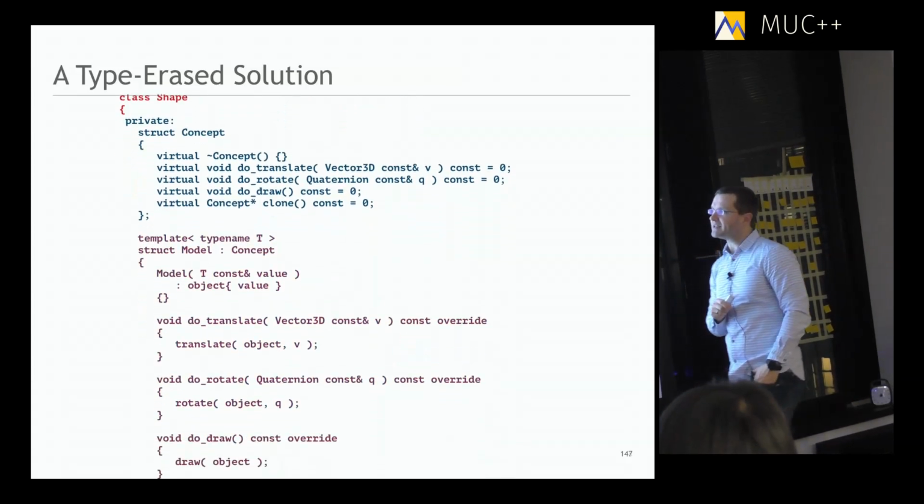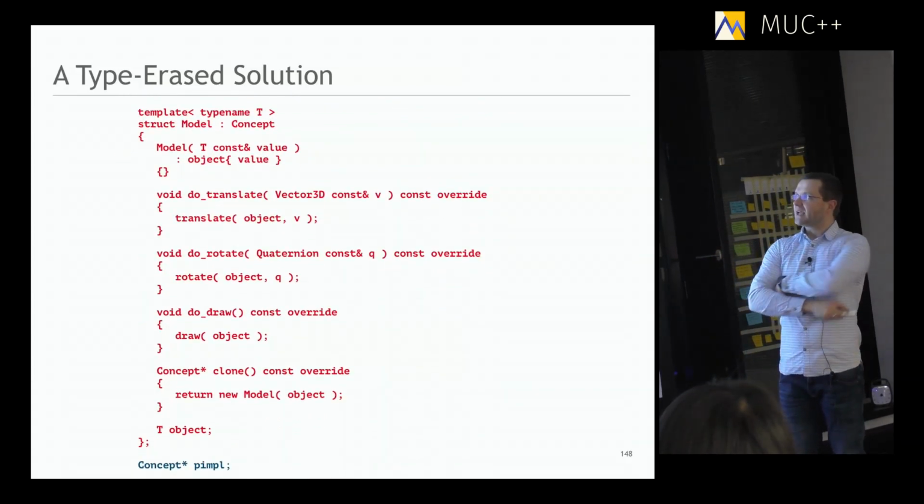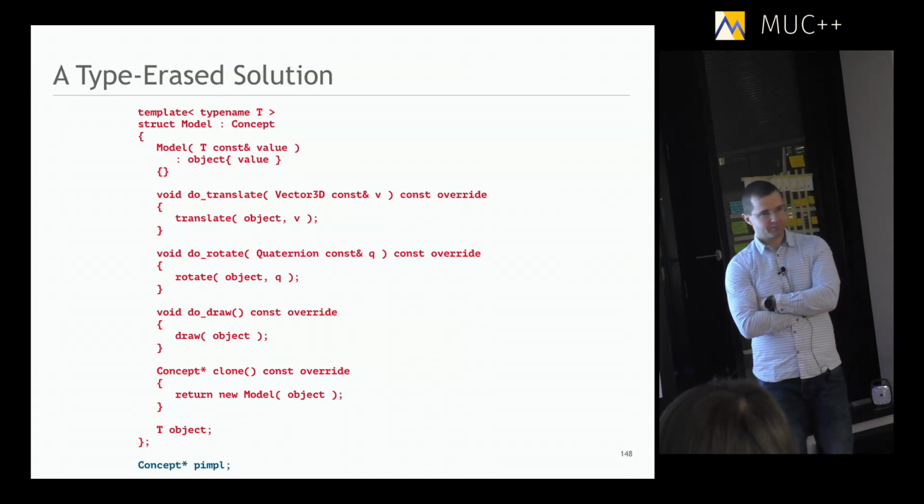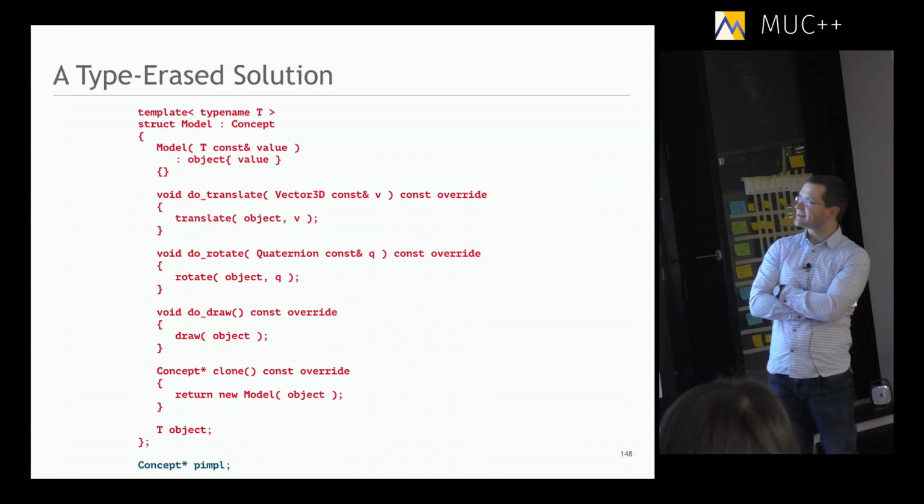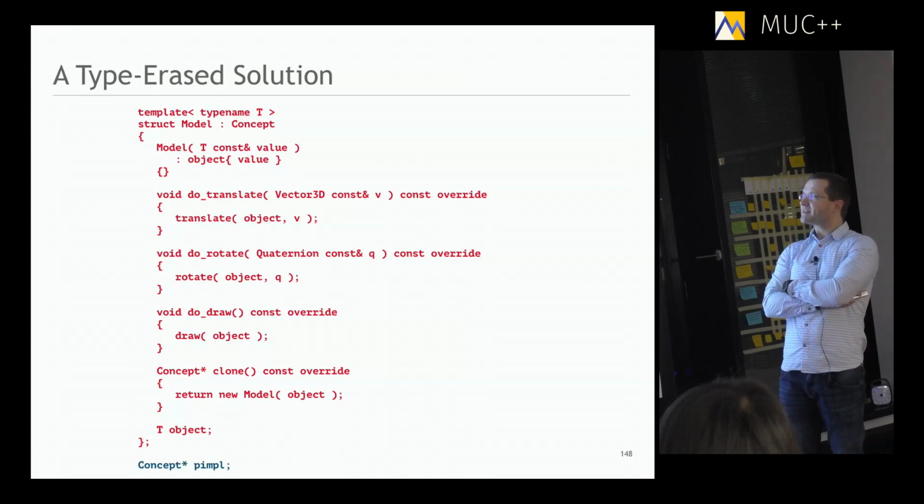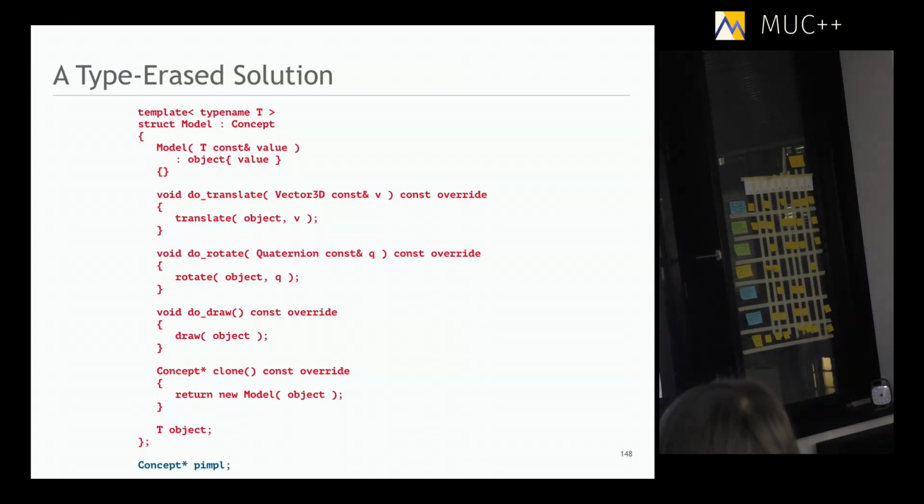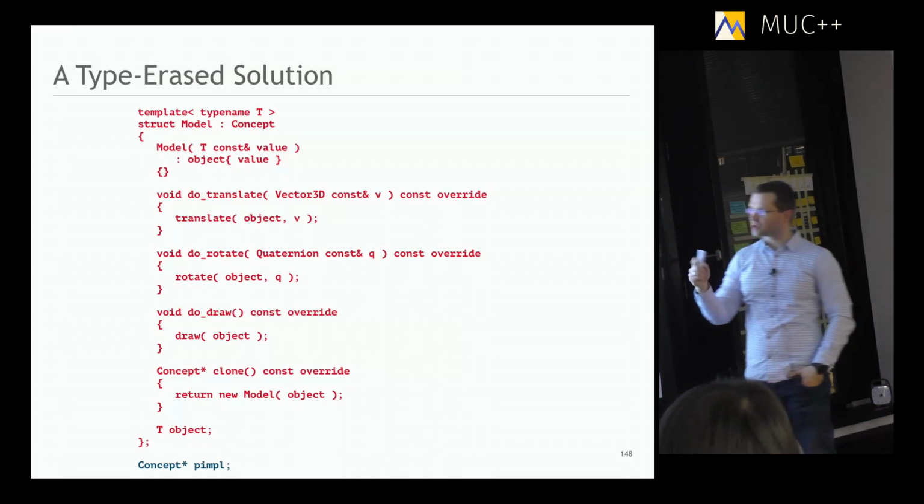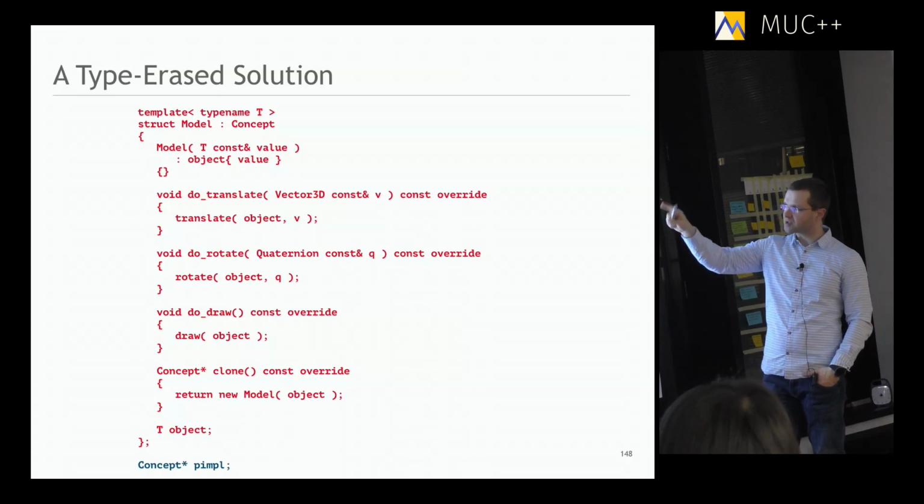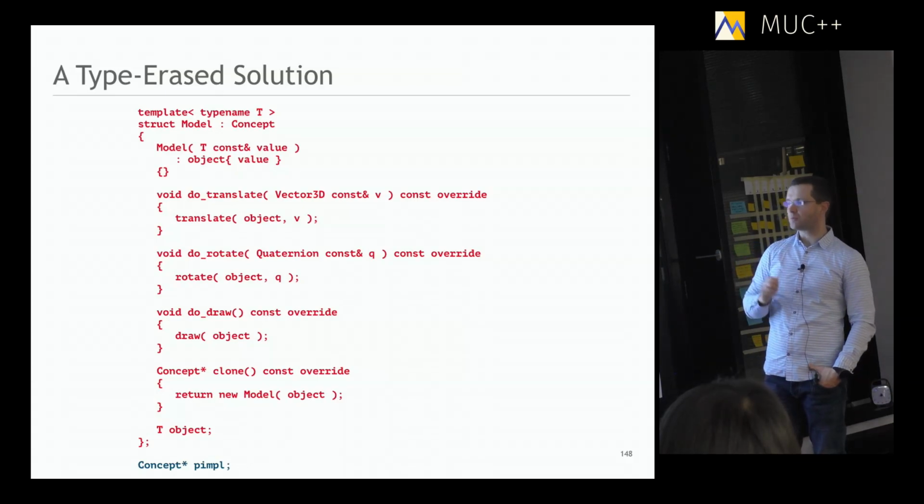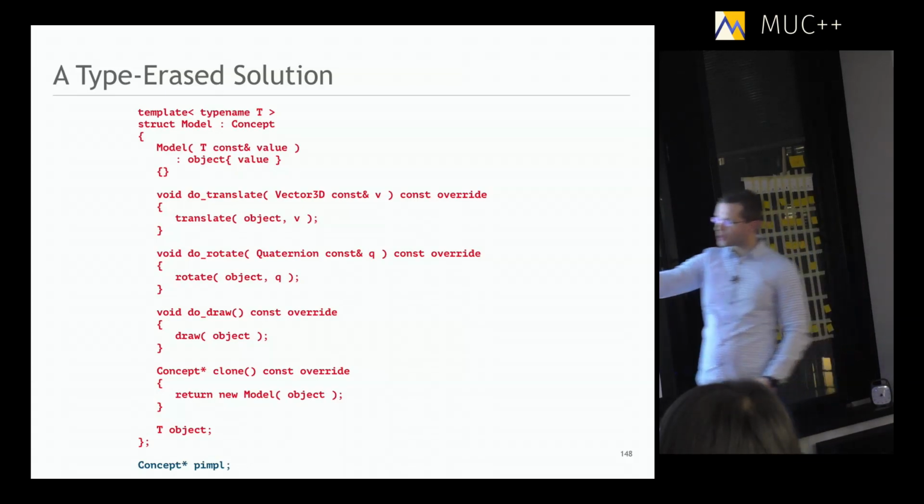The first thing I add in the private part is a struct model. A templated class that virtually takes anything that provides me with a translate function, a rotate function, and a draw function. If you give me something that doesn't have these functions, you will get a compilation error. But as soon as you give me these three operations, perfect. And it stores the T.